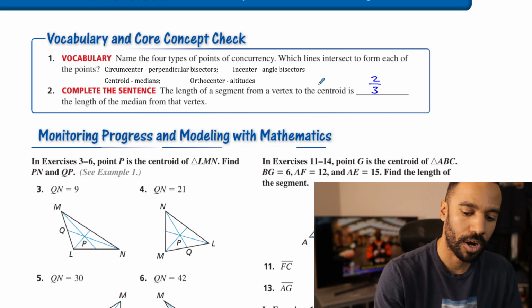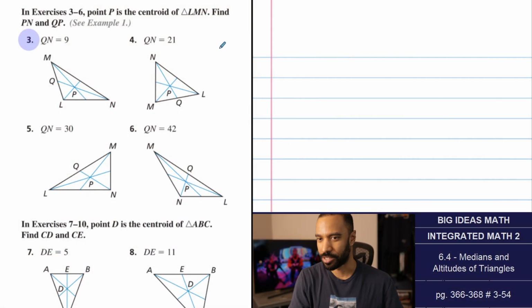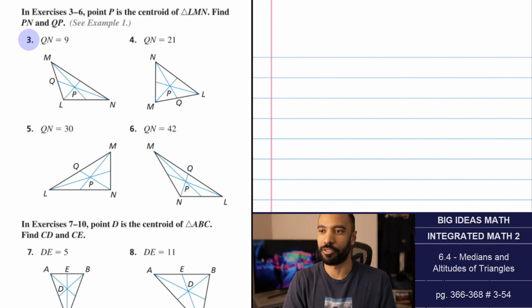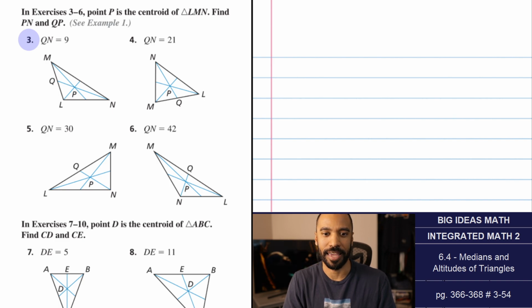All right, guys, we are going to go into the problem set itself. Get ready. It is problem numbers 3 to 54, so we have more than 50 problems to do. I'm ready. Are you ready? Let's go. In exercises 3 through 6, point P is the centroid of triangle LMN. Find the length of PN and QP. So that's true for each of them, right?